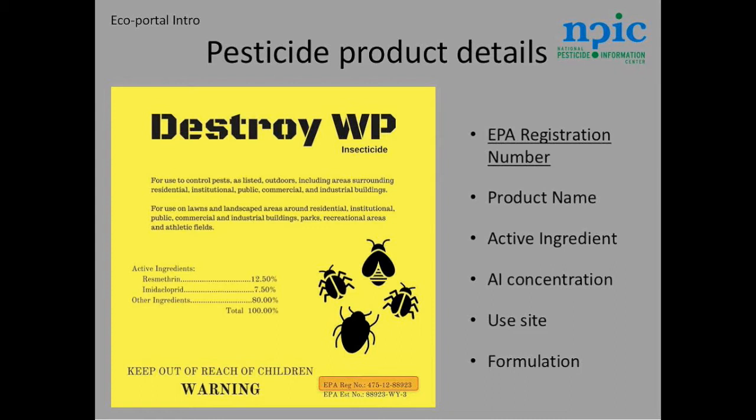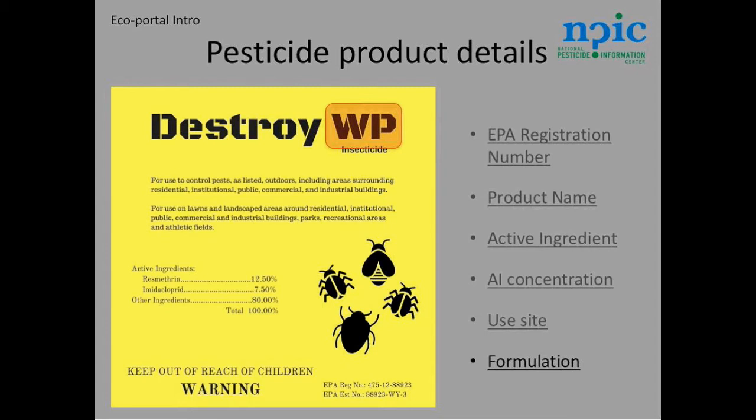But if you don't have that information, then the other things that can be useful are the product name. So in this case, Destroy WP insecticide. The active ingredients, which will always be listed as active ingredients, and will have those chemical names listed there. In this case, resmethrin and imidacloprid. And then the concentration of those ingredients in the product, where the product is meant to be used, and then the formulation of the product. Formulations can be a little tricky. This one says WP, which means wettable powder. But if you're not familiar, you can always call NPIC and ask what the formulation of a product is, and we can help figure that out for you.